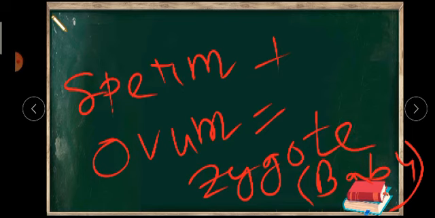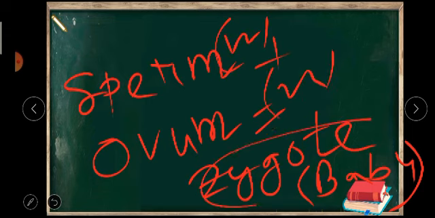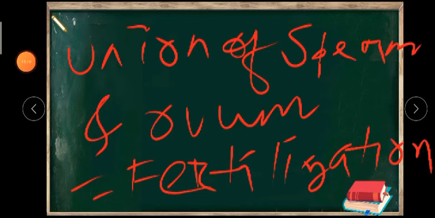Okay, so this is not produced only because of the father. From the father and mother, both of them contribute to give birth to this zygote or baby. So this process of union of the sperm and ovum, that is the male gamete and the female gamete together, is called fertilization. Only after fertilization, a mother conceives and can give birth to a baby.